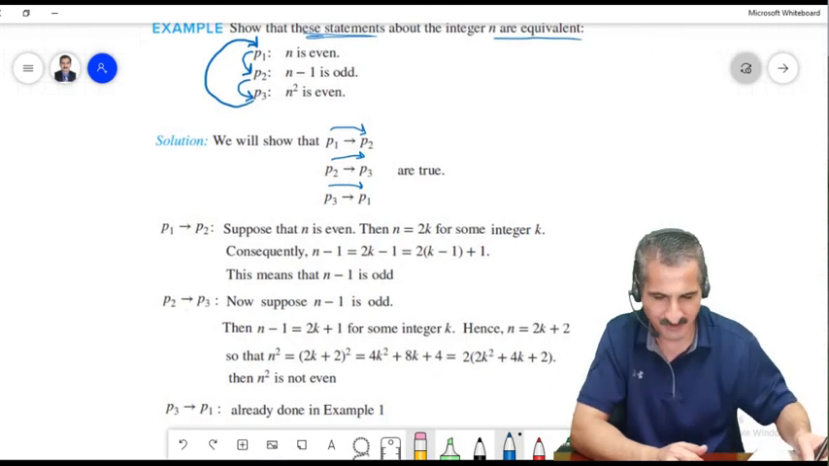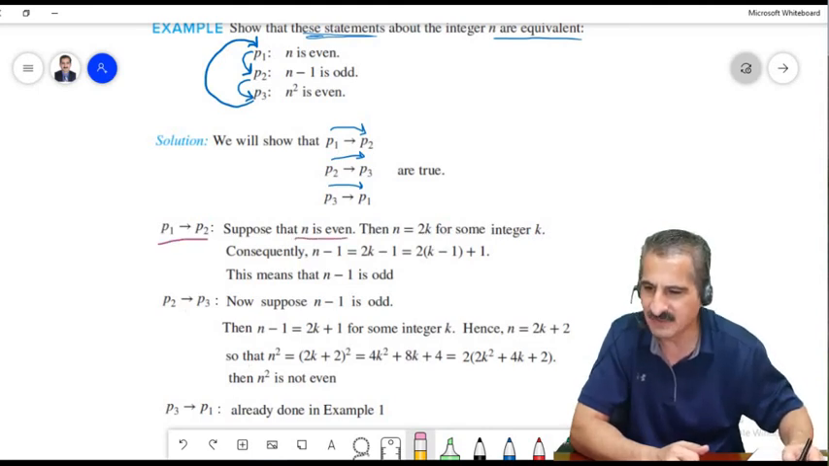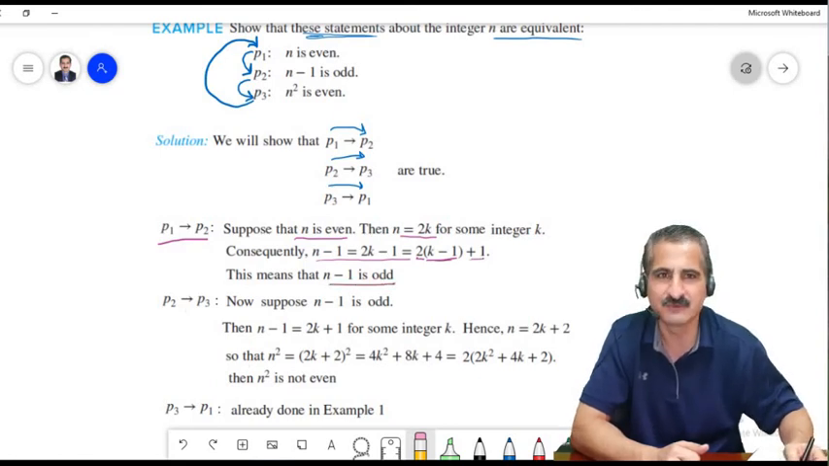Okay. So let's do the proofs for these statements. So here at the beginning we will show that P1 gives P2. P1 says n is even. So n has this form. Consequently, n minus 1 has this form. So it is 2 times (k minus 1) plus 1. So n minus 1 is odd. Okay, so we have reached P2, which says n minus 1 is odd. So this was a direct proof.